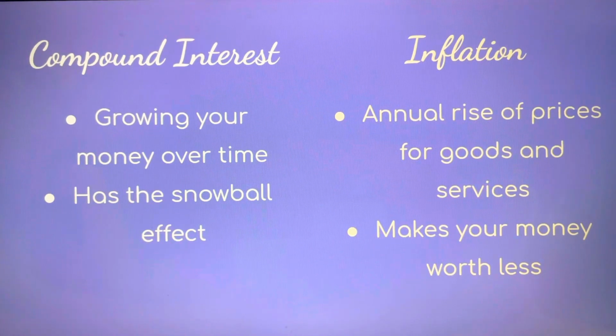Inflation is the annual rise of prices for goods and services. It makes things more expensive to buy and your money worth less. The average rate of inflation in the US per year over the last 20 years is just under 3%. So for our example later on, we will just use 3% as the inflation rate to make calculation easier.